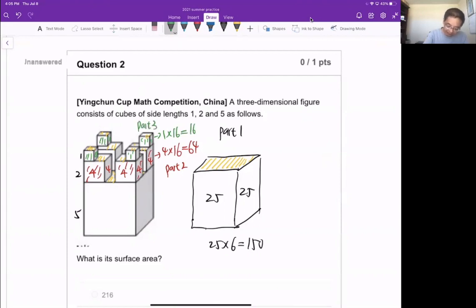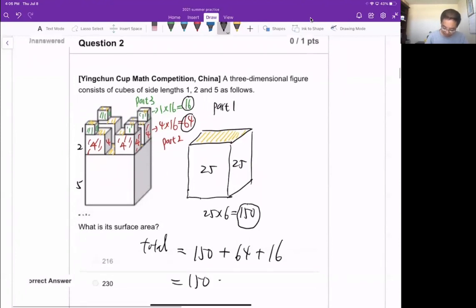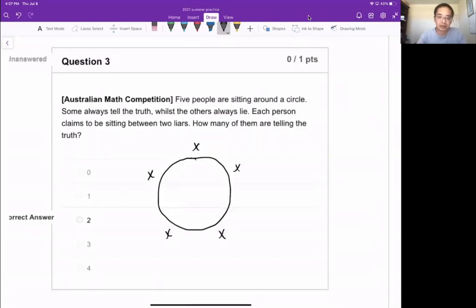Now we just add them together. We have 150, 64, and 16. So I get 150 plus 64 plus 16. We get 150 plus 80, so that's 230.